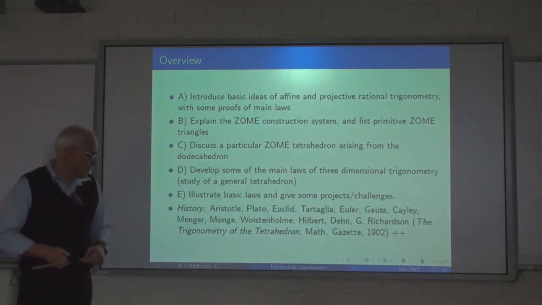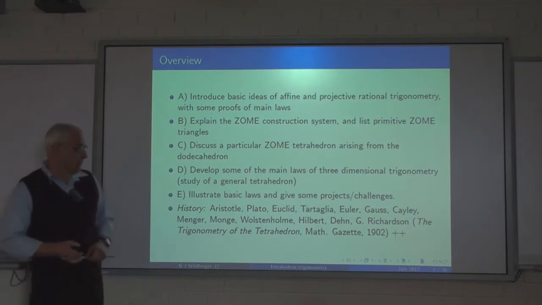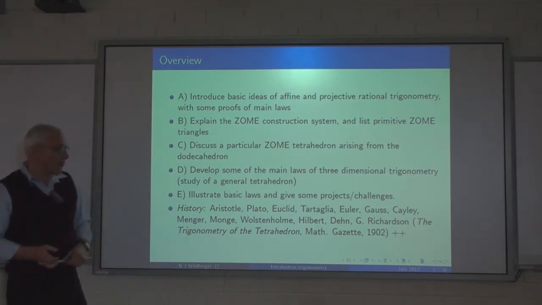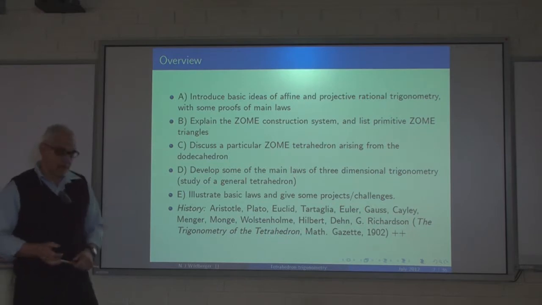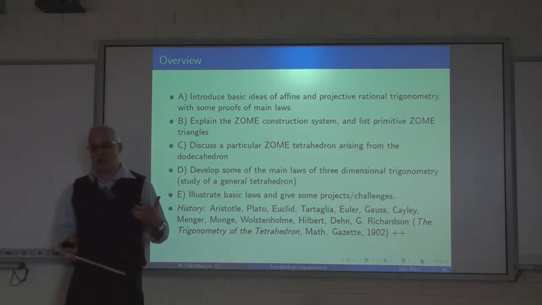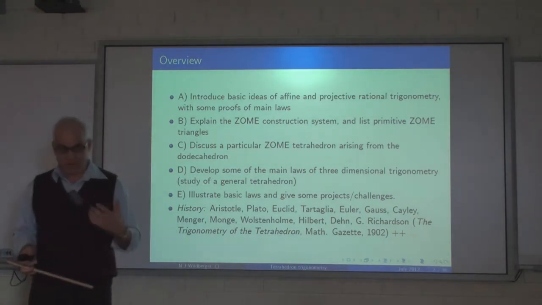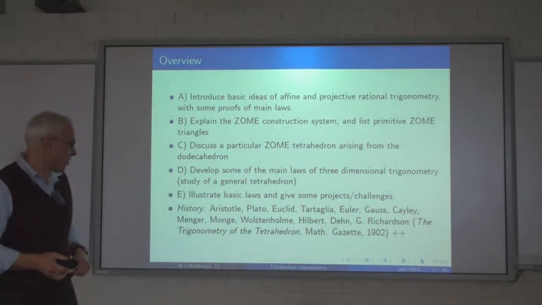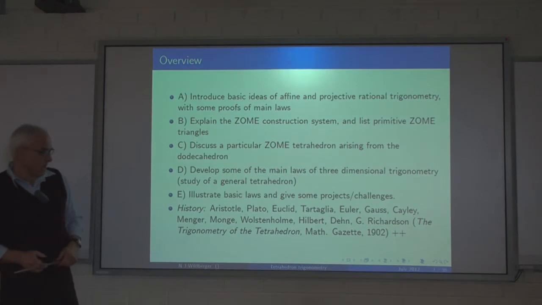So the history of the tetrahedron is a very long and illustrious one, going back to the ancient Greeks, one of the Platonic solids, and many prominent mathematicians have worked on the tetrahedron. The tetrahedron is a lot harder than a triangle. Understanding the geometry of a tetrahedron is a major task, and it's probably fair to say that it hasn't really been done in complete detail.